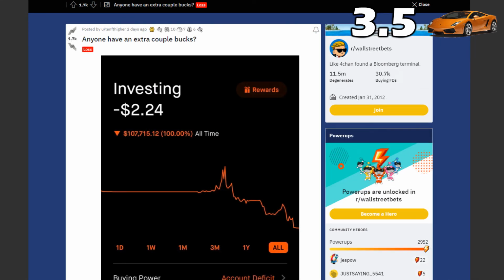Next, we have an insane loss by 10th Higher. He's down by more than 100%, or $107,000 in total. He somehow got into negative. I'm beginning to believe this isn't even so rare, but I still don't even know how that's possible. So yeah, he's left with minus $2.24. He lost his money the typical WallStreetBets way. First options print a lot of money, then a slow bleed until you're broke.